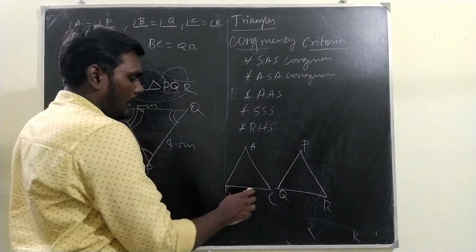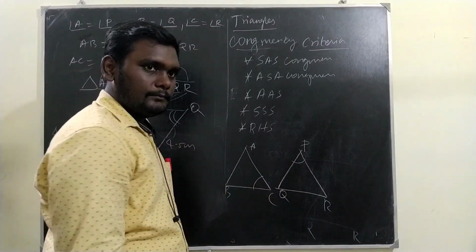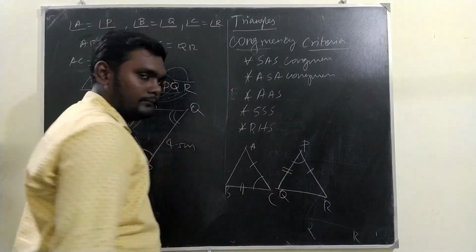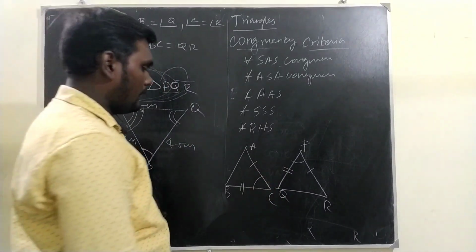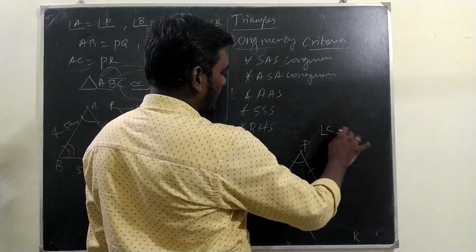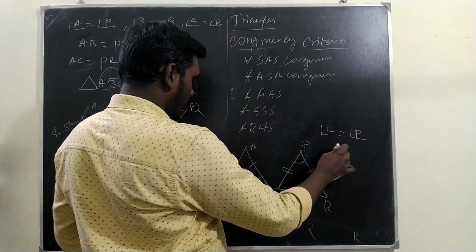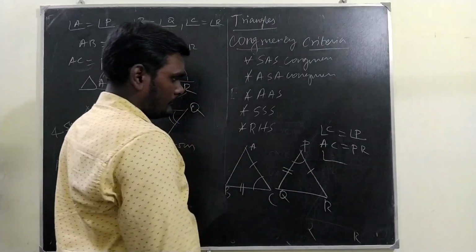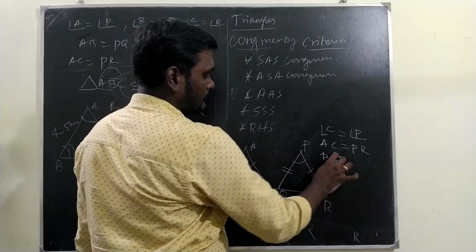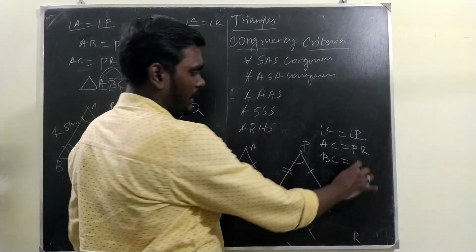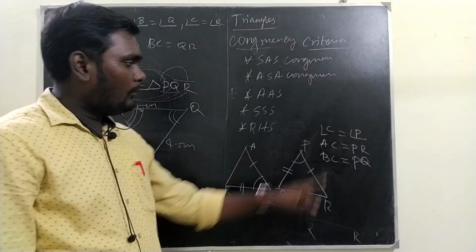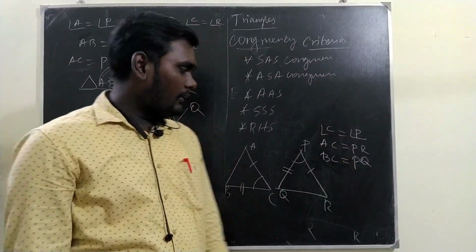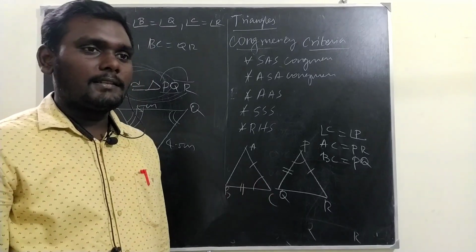In that, angle C is equal to angle P, and this side is equal to this side and this side is equal to this side. So in these two triangles we have angle C equals angle P, and side AC equals PR, and side BC equals PQ. So we have one angle and the sides containing the angle equal. So we can say it is SAS, side angle side congruency rule.